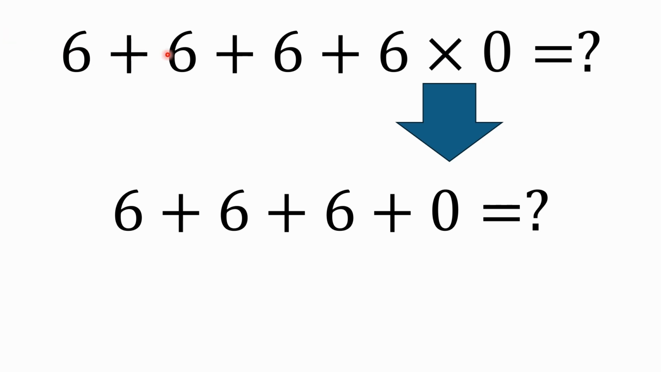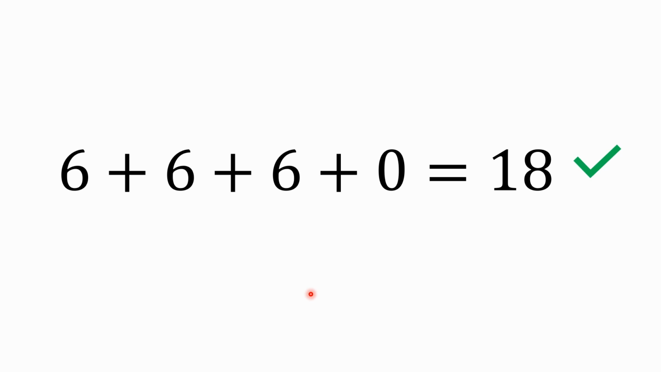You go from left to right, and you're looking for the highest order. Well, we have addition, we have addition, we have addition. Oh, we have multiplication. Multiplication has higher precedence than addition. So we actually do that first. 6 times 0 is 0. And then it's 6 plus 6 plus 6 plus 0. And what do you think that equals? Well, of course, it equals 18.